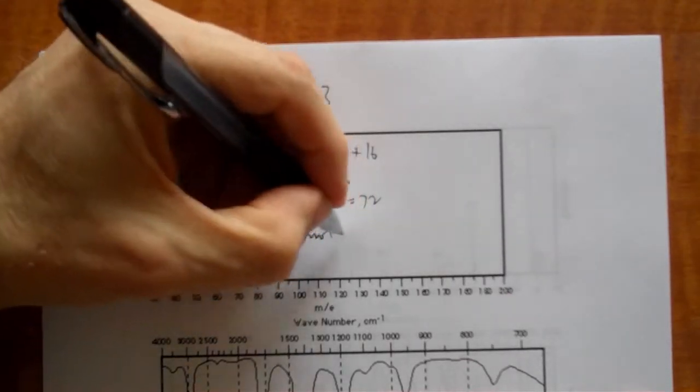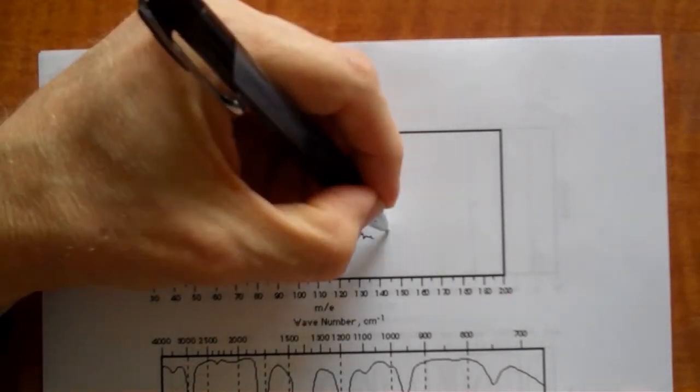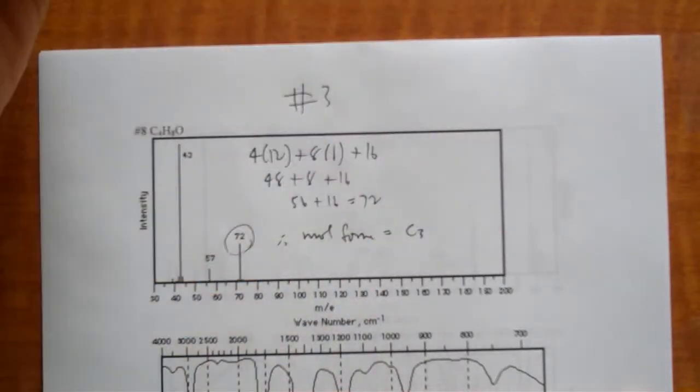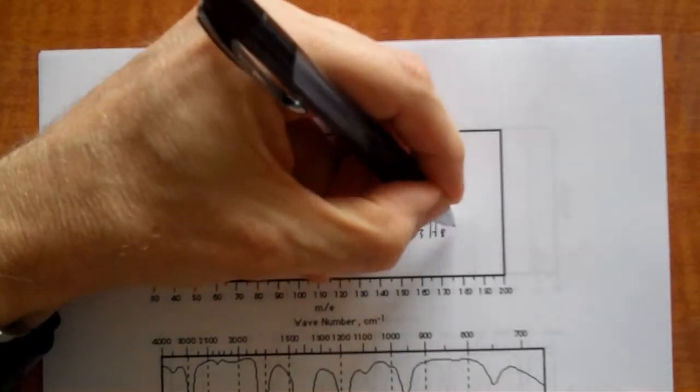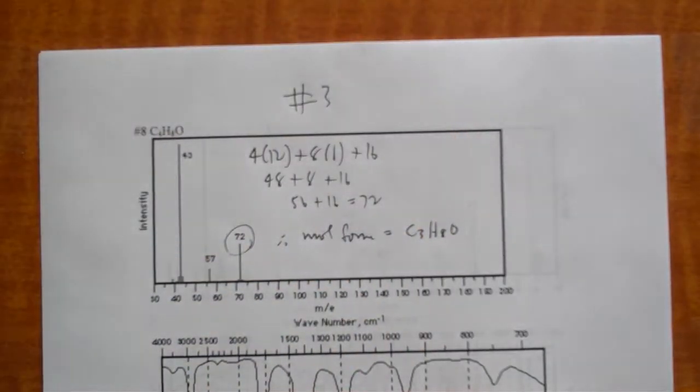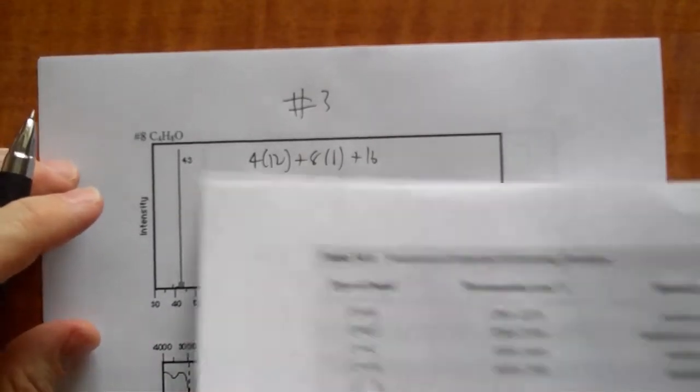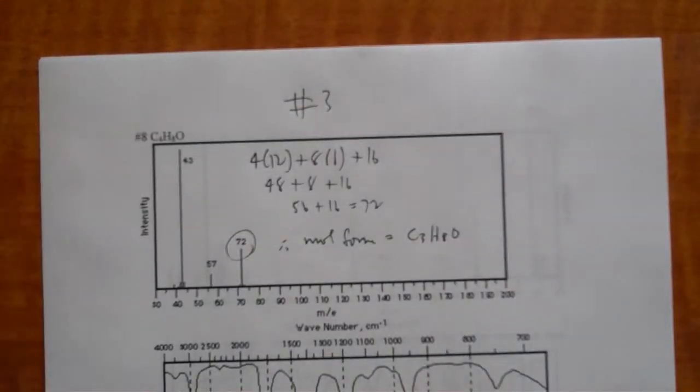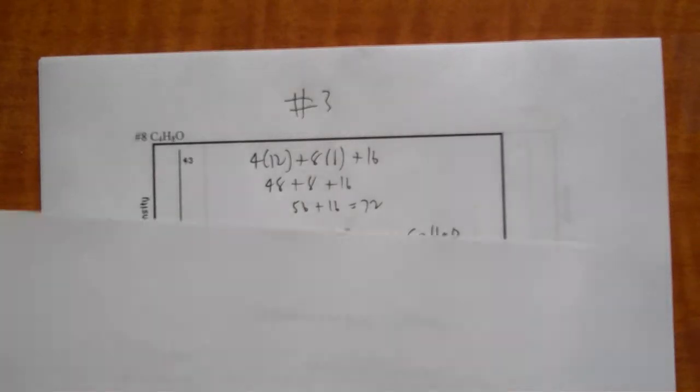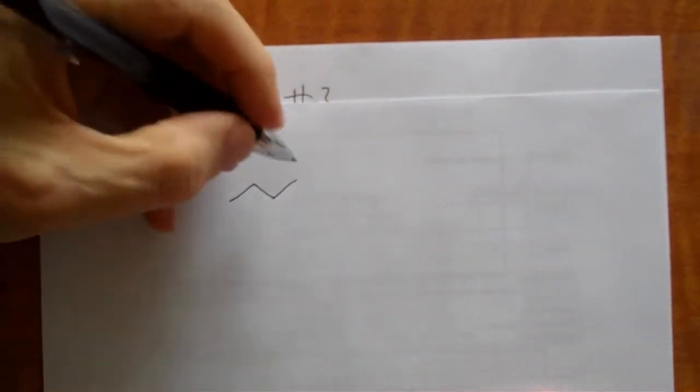Therefore, the molecular formula equals C4H8O. Alright? Now, before we go anywhere with this, I'm going to say to myself, what are some possibilities for C4H8O? 1, 2, 3.